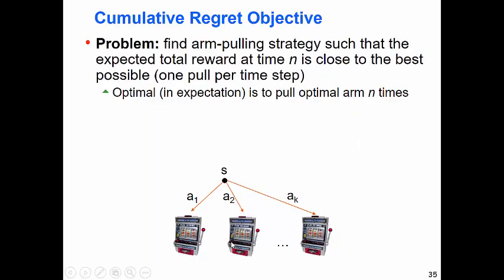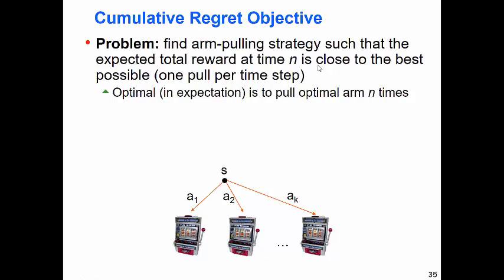So we're going to move on to our second objective now, which is cumulative regret. This is the one that's most similar to what was originally proposed in the 60s when they introduced the multi-armed bandit. It's inspired by medical trials, where throughout the trial you want to make sure you're getting the maximum benefit for everybody in the trial and thereafter. So here, we want an arm pulling strategy such that the expected total reward at time step n is close to the best possible.